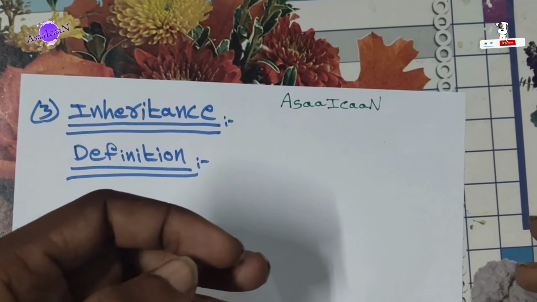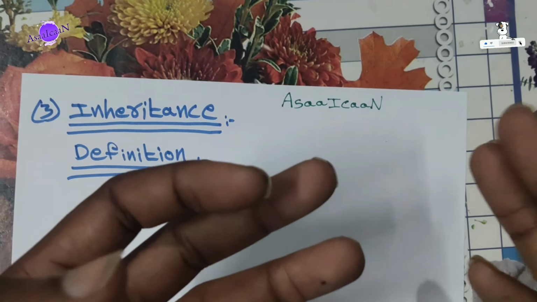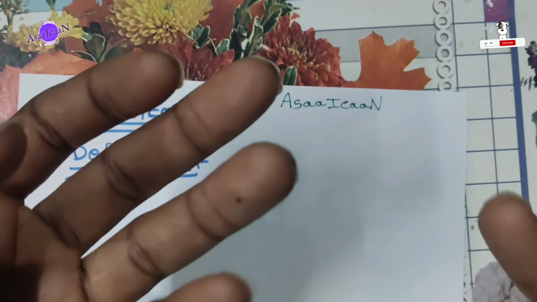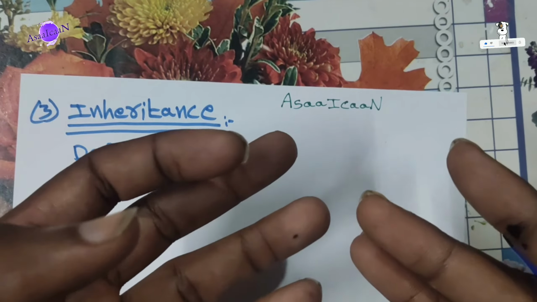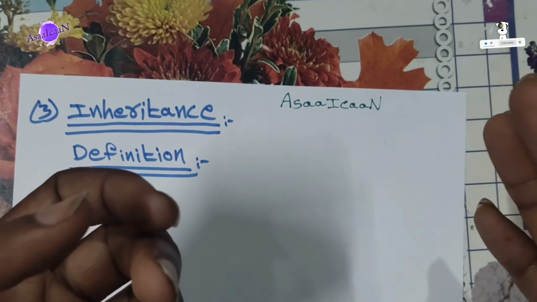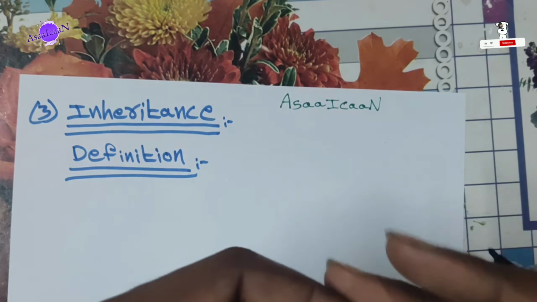So what are the benefits of inheritance? It reduces code, it saves development time, it makes programs easier to manage, and it keeps related classes organized in a hierarchy. That's all. This is called inheritance. Now see the next principle.